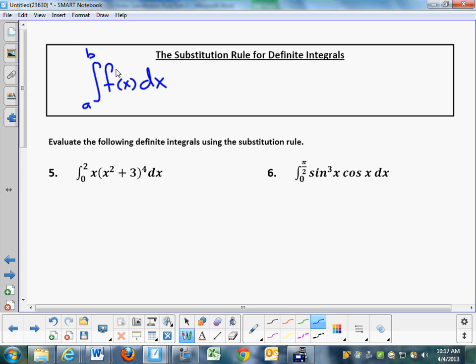Sometimes, when you evaluate a definite integral and you try to work things out, you have to do a substitution rule. And you know how you always have to plug it back in at the end? There's kind of a short way of evaluating a definite integral when you have substitution. And this is what we do.